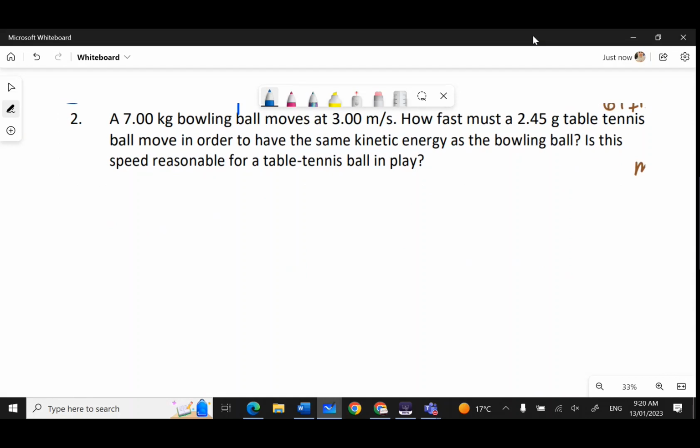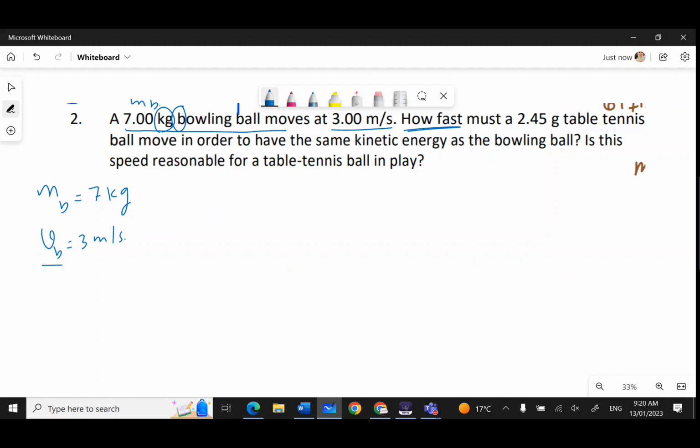Now I have a 7 kilogram bowling ball. For the ball, I'm going to take the first letter. The kilogram is the unit of mass. So M for the bowling ball is 7 kilograms. This is MB. It moves with a velocity of 3 meters per second. So this is the velocity of the bowling ball, 3 meters per second.